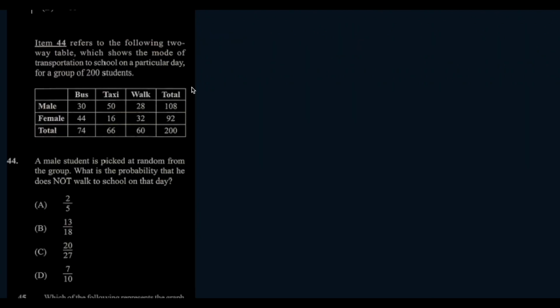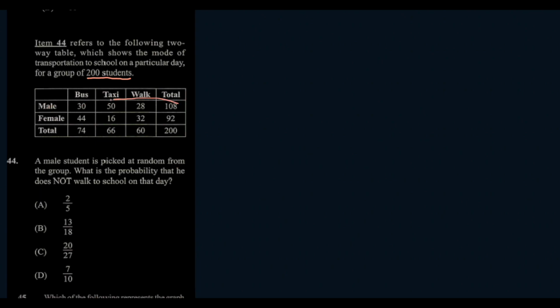Alright, so for this particular question, it says we have a two-way table which shows the mode of transportation to school on a particular day for a group of 200 students. So we had some people who got a bus, taxi, walk, and we have male and female. So a male student is picked at random from the group. So we're picking a male student.